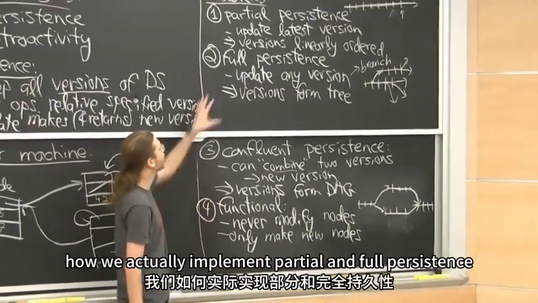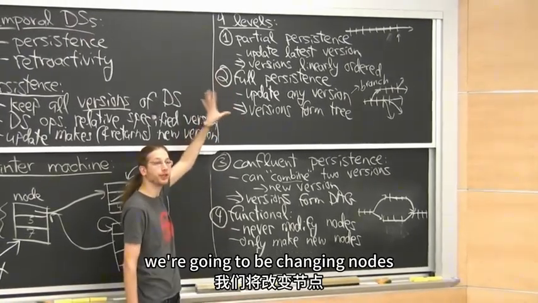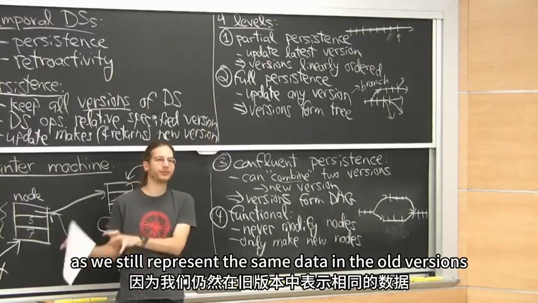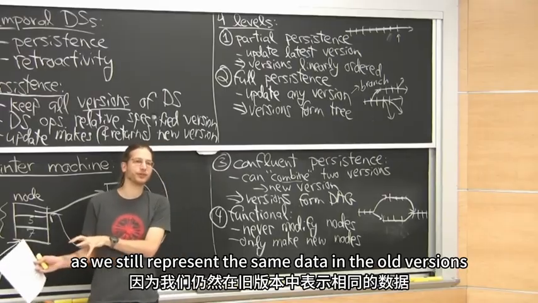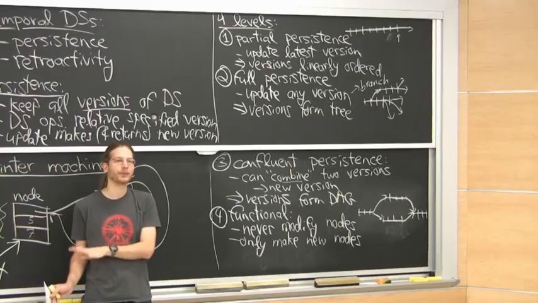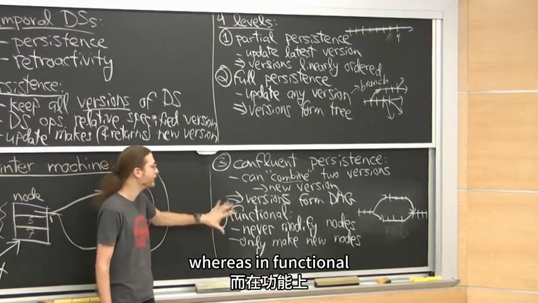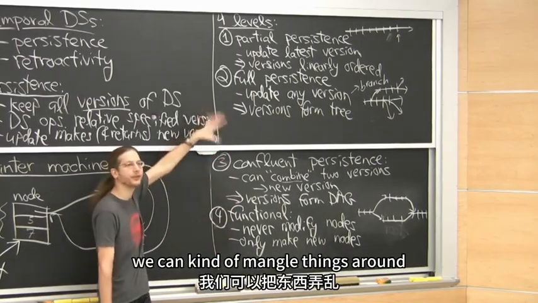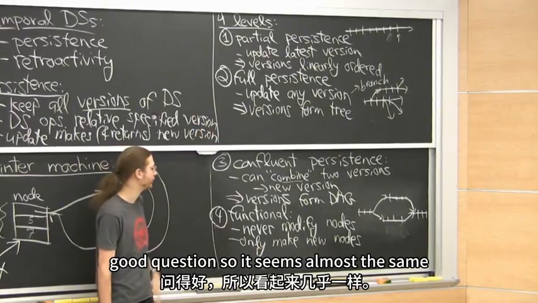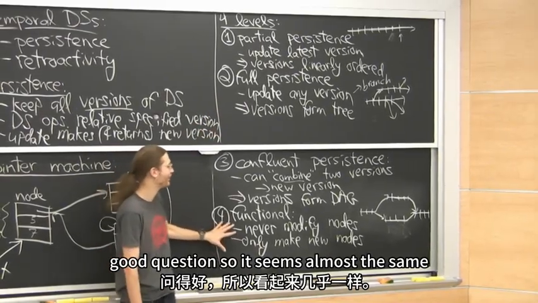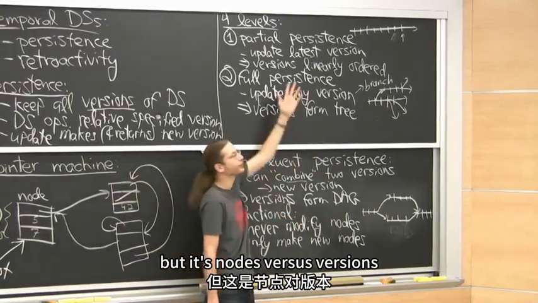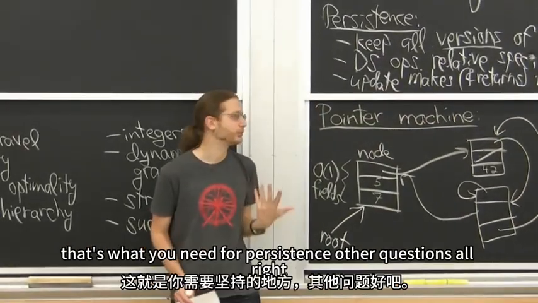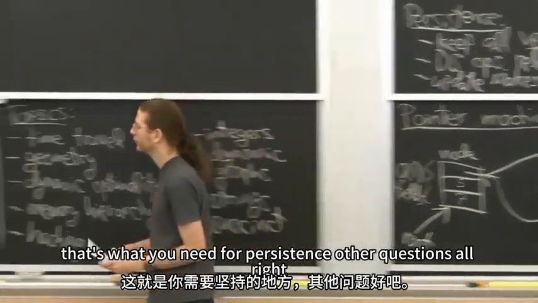You'll see in a moment how we actually implement partial and full persistence. We're going to be changing nodes a lot. As long as we still represent the same data in the old versions, we don't have to represent it in the same way. That lets us do things more efficiently. Whereas in functional, you have to represent all the old versions in exactly the way you used to represent them. Here we can kind of mangle things around and it makes things faster. Yeah, good question. So it seems almost the same, but it's nodes versus versions. I haven't really defined a version, but it's just that all the queries answer the same way. That's what you need for persistence.